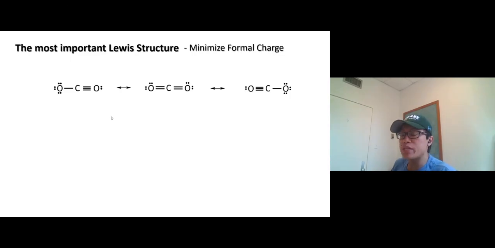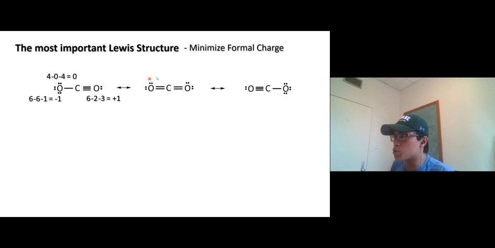All right, so we're going to use the formal charge to explain the most important Lewis structure. If you look at the Lewis structure of carbon dioxide, you can draw out three Lewis structures. Now you can calculate the formal charge. Oxygen on the left side is -1, carbon in the middle is 0, and the triple bond oxygen is +1. So the whole molecule of carbon dioxide is neutral.